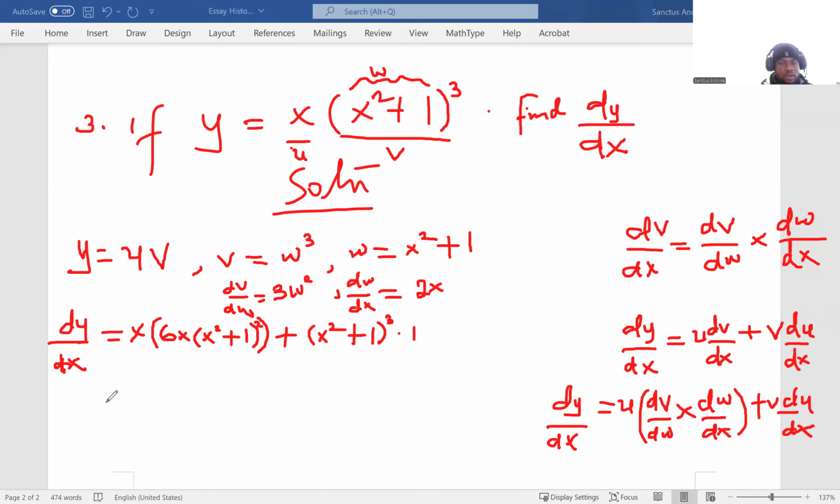Okay. So with that, we can open this bracket. We have 6x squared bracket x squared plus 1, all squared, plus x squared plus 1, all to the power 3. So with this, we are done solving this problem.